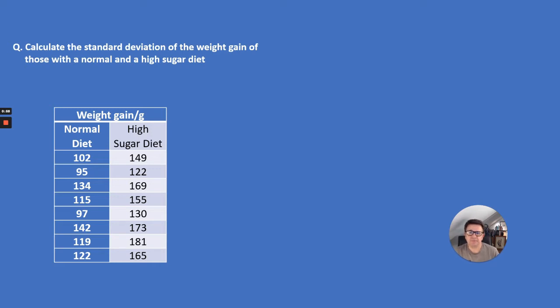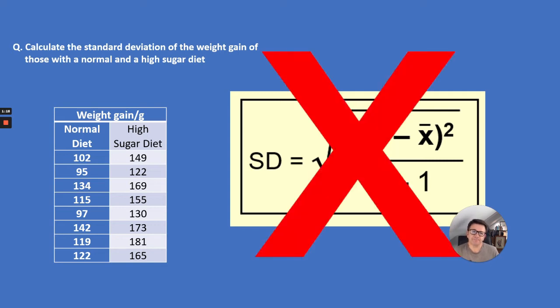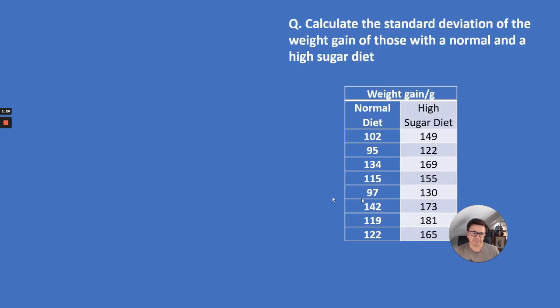And you've got a series of data there with weight gain in grams between the normal diet and the sugar diet. Now usually you would need to work out the standard deviation manually. So there is the calculation. You can do that manually, but it's going to take you quite a while with that amount of data. So I'm suggesting don't use that. Use this. Let's use our Classwiz calculator.